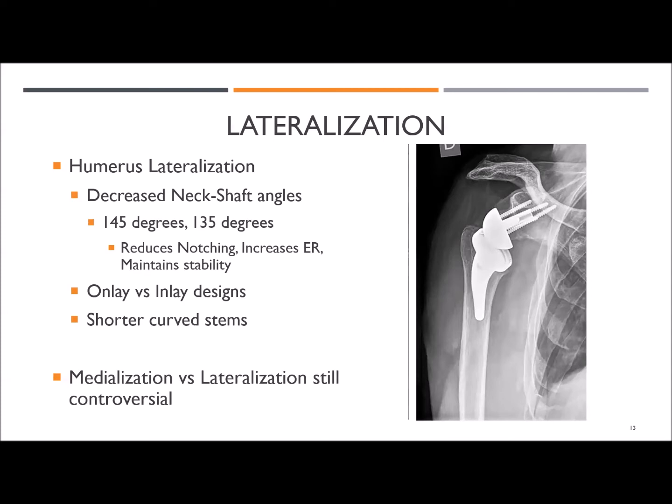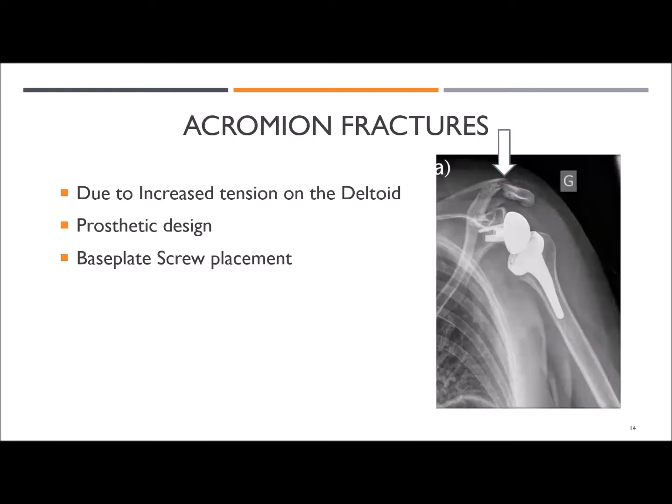So a lot of this is still ongoing. A lot of the research is still being looked at and developed. Shorter curved stems on the humerus also allow for some lateralization of the humerus as well, particularly with onlay design. So medialization versus lateralization, still controversial, still under investigation. We're still trying to find the best way to do these. But those advances in the design have shown excellent decreases in wear patterns and stability and so forth. So those are the latest improvements in the design parts of it.